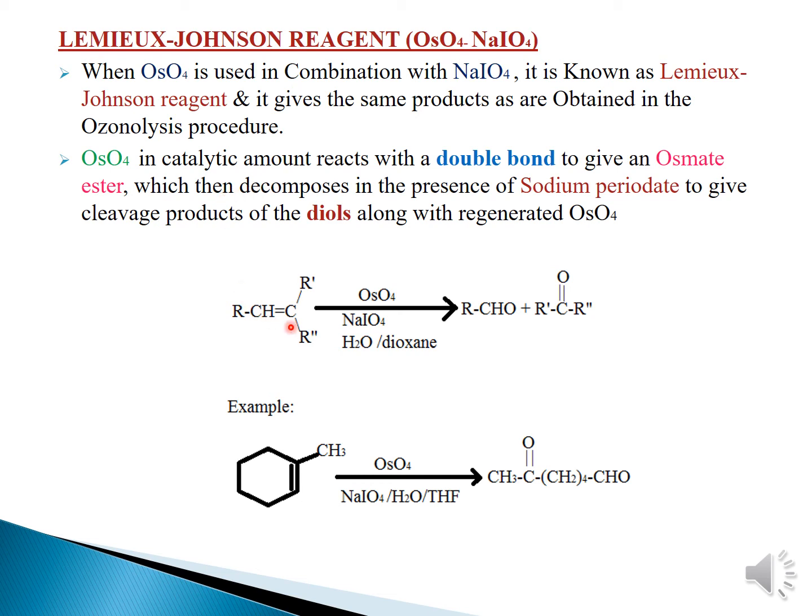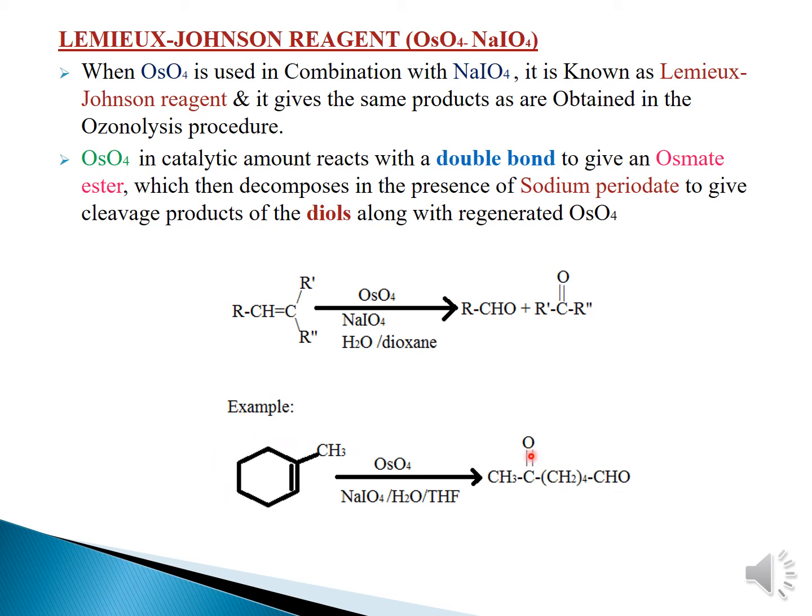We are taking an alkene, with the double bond over here, and osmium tetroxide in a catalytic amount will react with the double bond. It will result in the osmium ester, which then decomposes in the presence of sodium periodate to give the cleavage products from the diol. So in one you are getting an aldehyde, and in the other you are getting a ketone formation, carbonyl compounds. If this breaks, you get the aldehyde, and here you get the ketone.